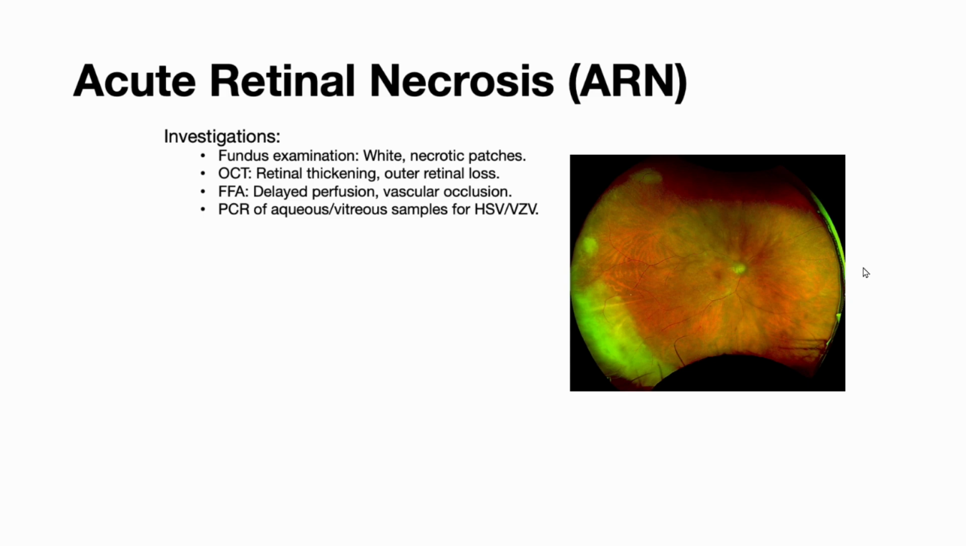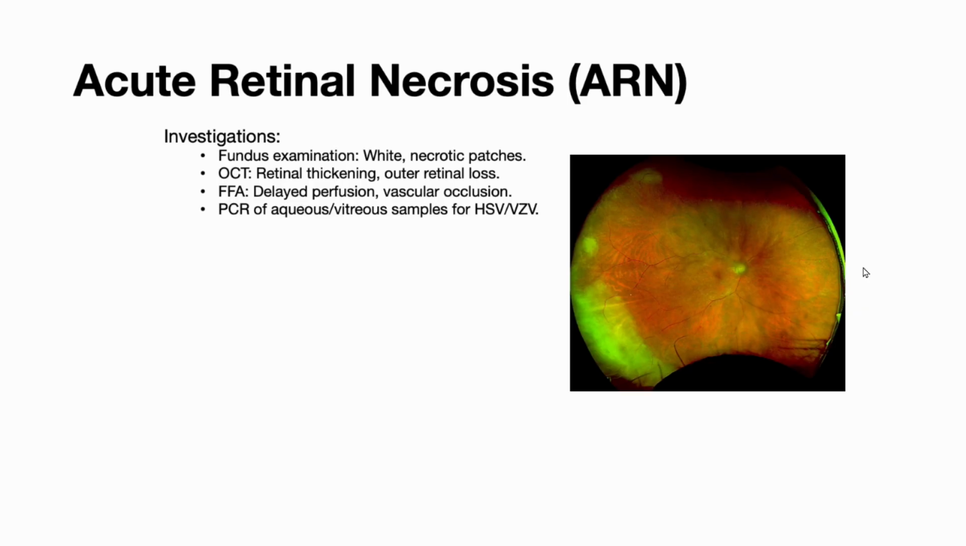Ultra-wide-field fundus photography, such as Optos scans, are really important for monitoring disease progression, especially when there are media opacities which limit direct visualization. Fluorescein angiography isn't required for diagnosis, but it can demonstrate things like occlusive vasculopathy. PCR testing of the aqueous or vitreous humor is the gold standard for confirming the viral etiology.